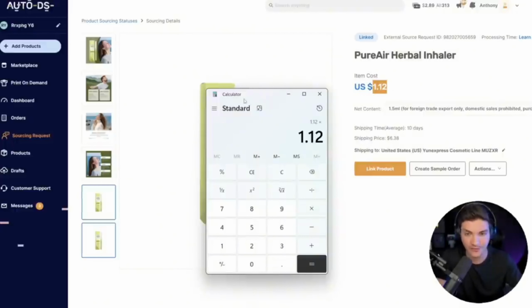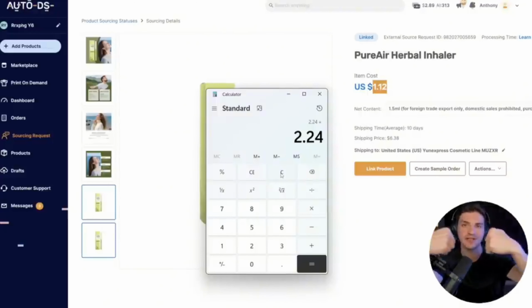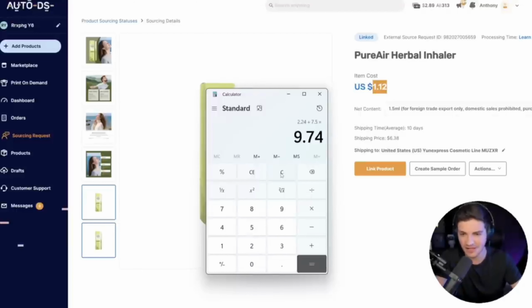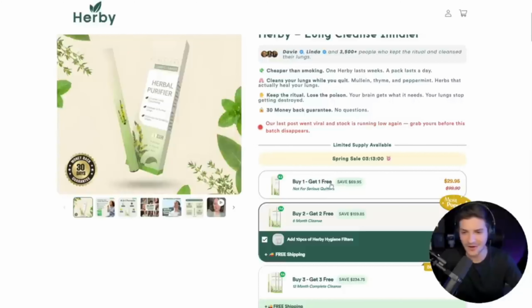Well, if they buy 2, that's $112 times 2, And then shipping on one was 638. Since you're shipping out two, they'll get shipped out in the same package, might be a little bigger. So maybe shipping is like 750 here. Either way, we can ship out two of these units for less than $10. And that's also the same exact offer the competitor's running, which I find quite funny.